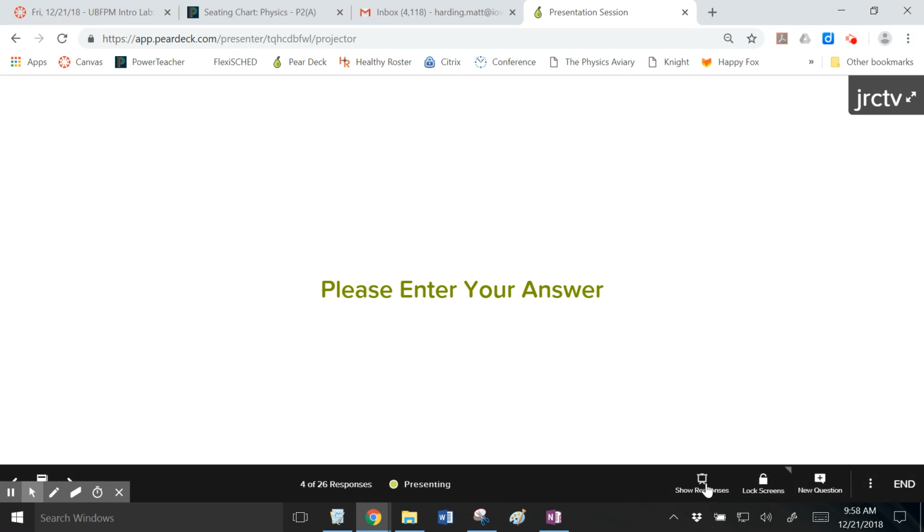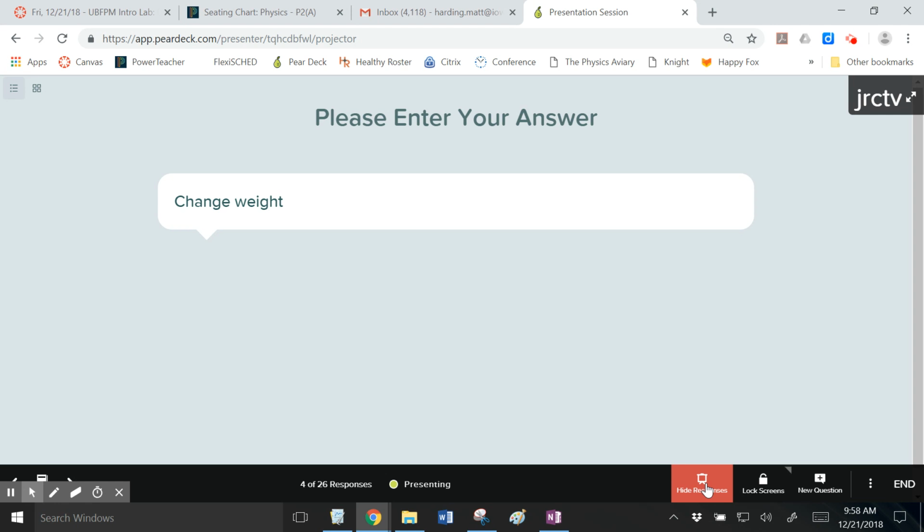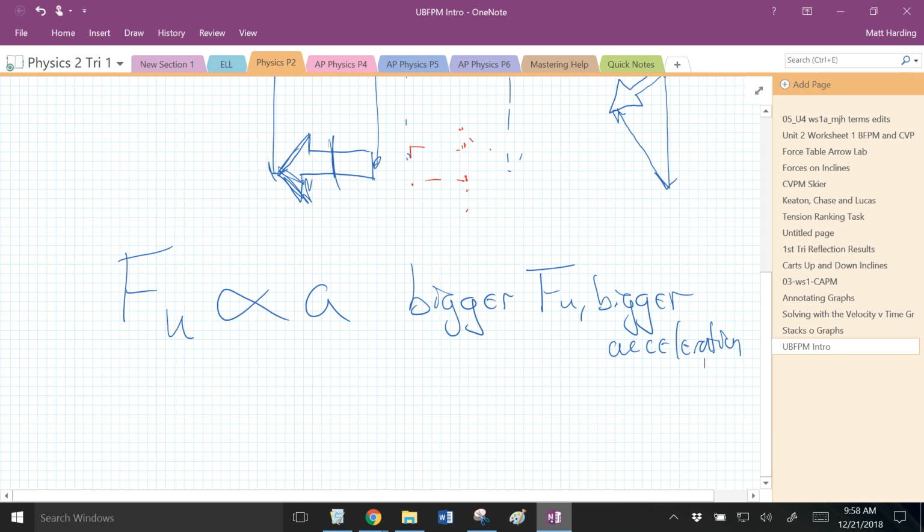So some people are typing in some things that will involve, again, changing the FU. We added friction or something like that. Is there anything besides changing force that we can do that will change the acceleration? And again, a couple of shouts for incline. Incline, again, that will change the force. I've got one shout here for changing the weight. Will changing the weight change the FU? Check your neighbor.